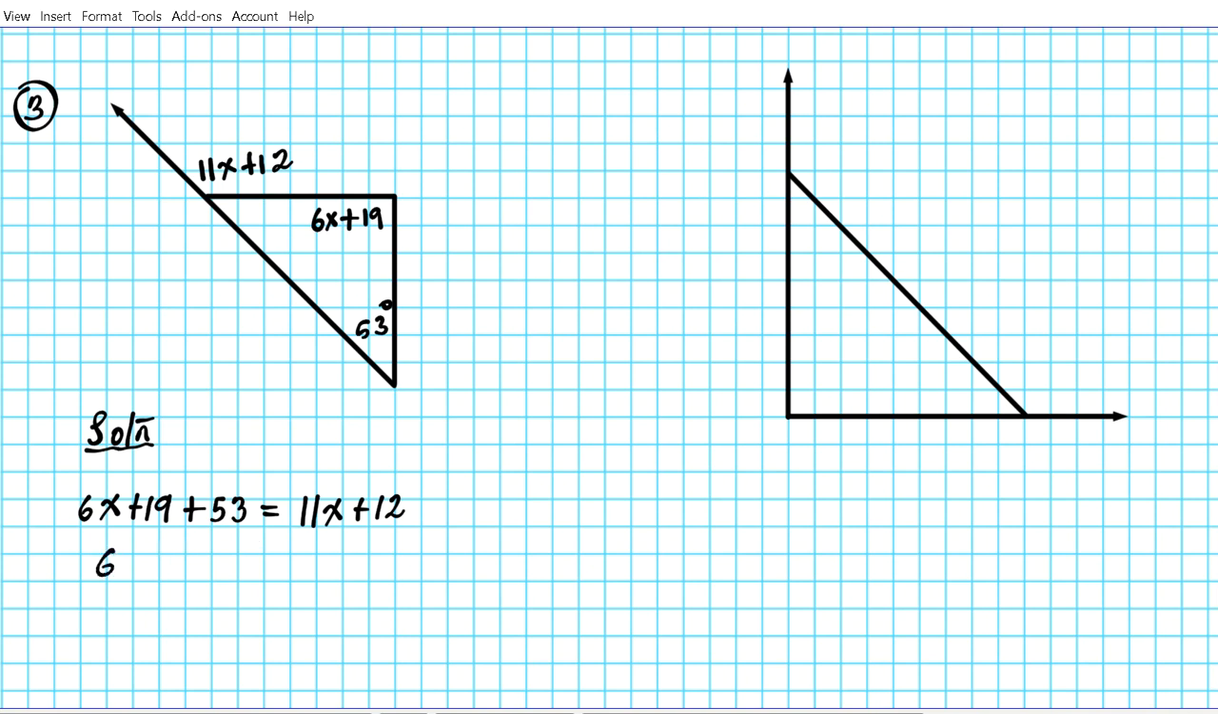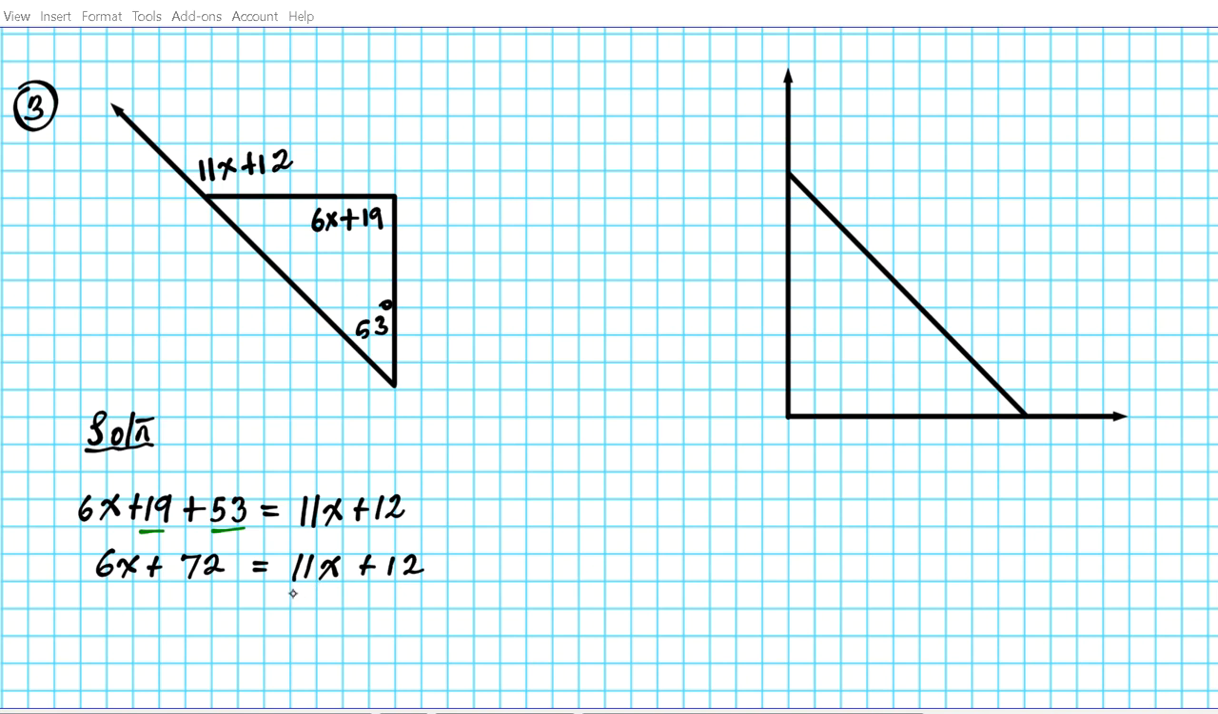Let's simplify the left side of the equation, 6x. Like terms, 19 and 53. If you add them up, you will have 72 equals 11x plus 12. Okay, so we want all the x's on the left side and the numbers, the constants on the right.